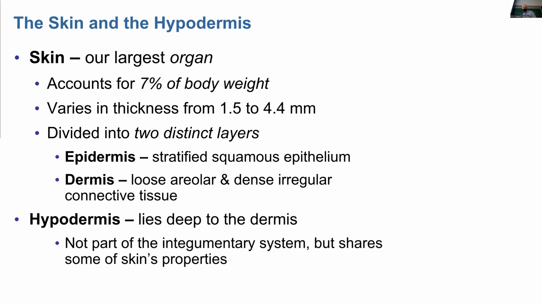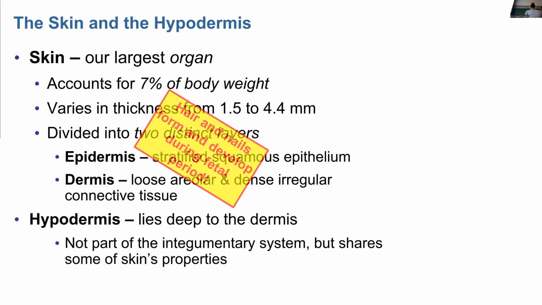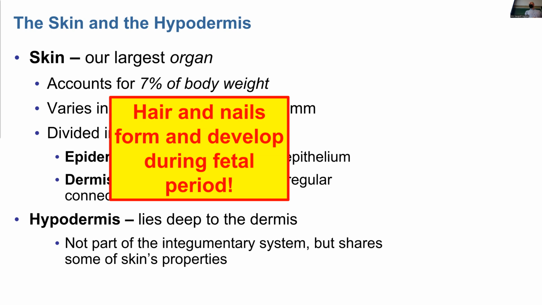It's not technically part of the integumentary system, but we're going to talk about it a little bit just because it is associated so closely with the skin. Now, the hair and nails, what we call the appendages of the integumentary system, develop before birth. As you know, babies are generally born with hair and fingernails. But this happens, interestingly, during the fetal period.